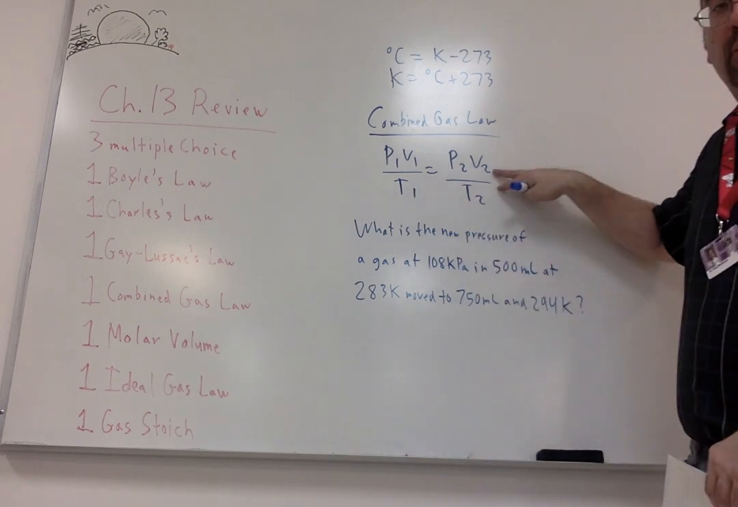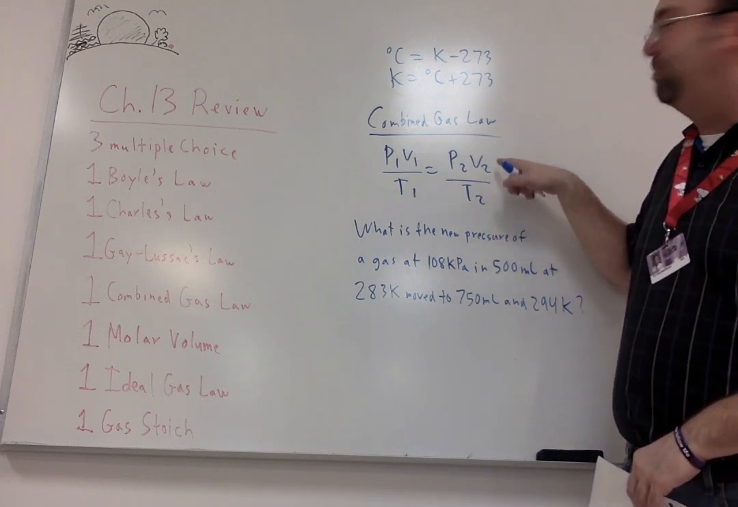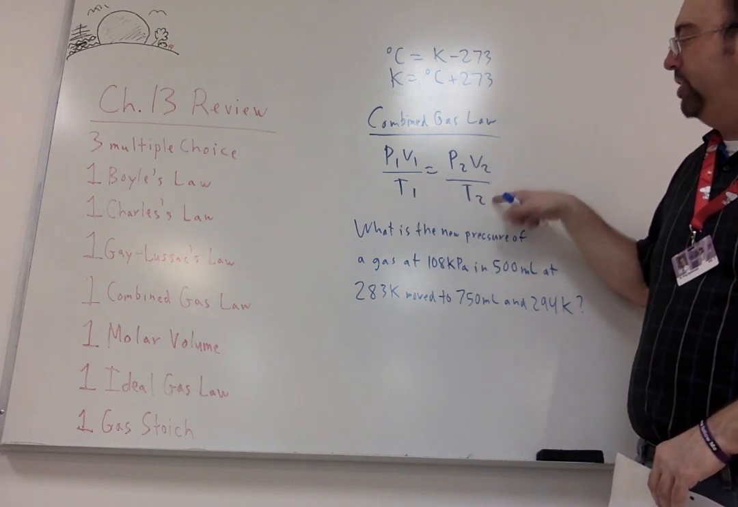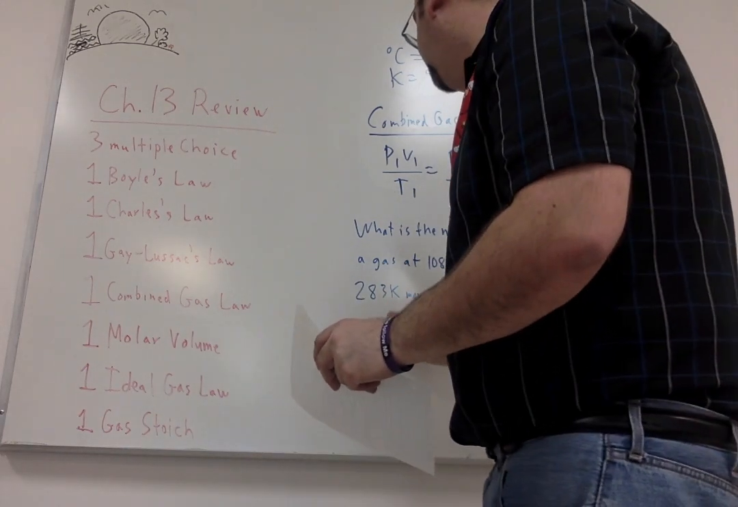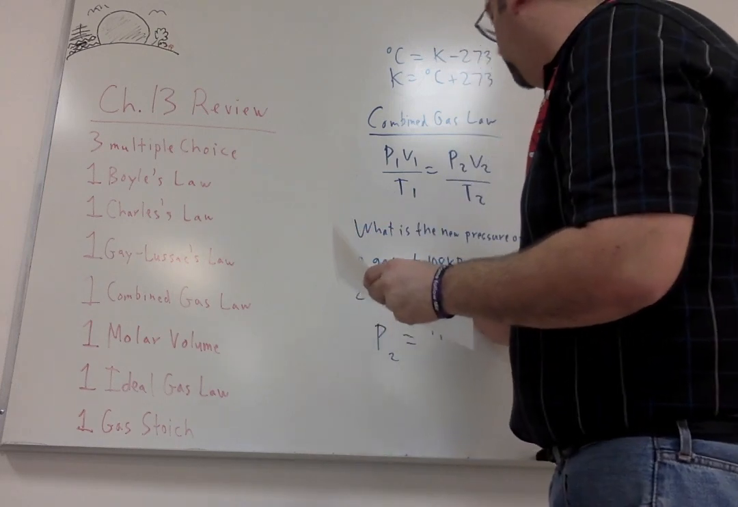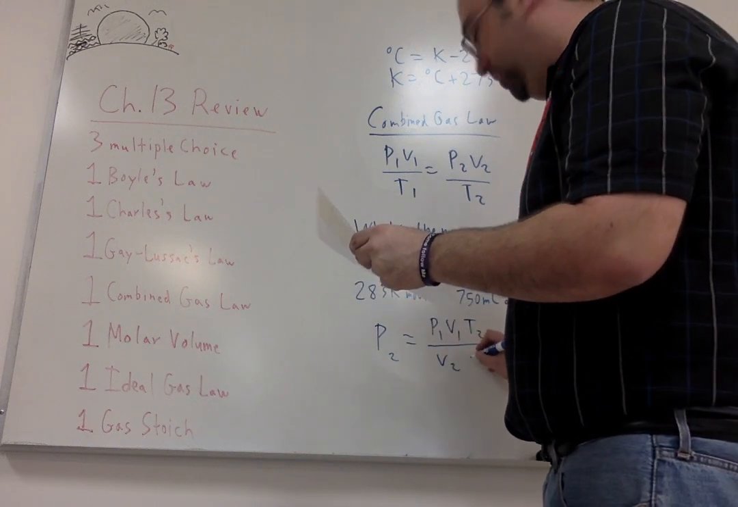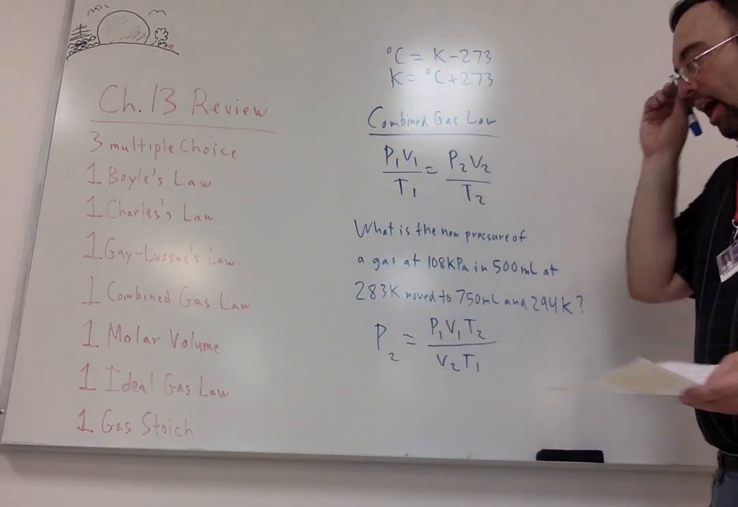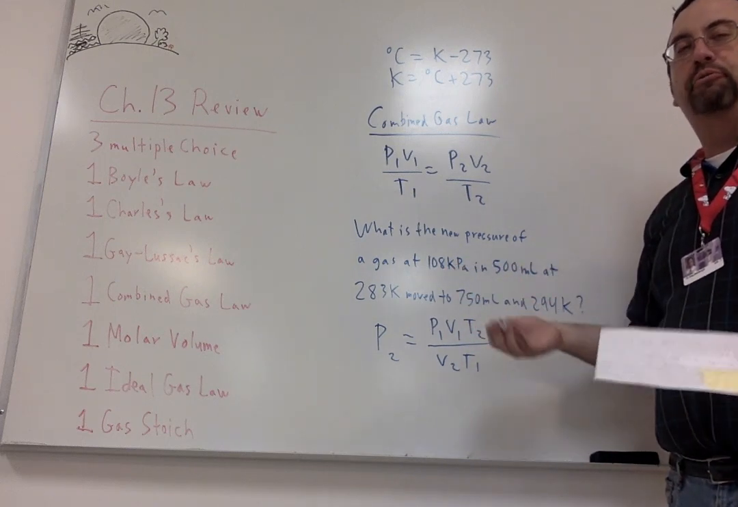So I'm going to rearrange this. I'm going to multiply both sides by T2 and divide both sides by V2, so I can just solve for P2. So P2 is going to be equal to P1 times V1 times T2 over V2 times T1. I went ahead and recorded that as such. Now all I need to do is plug in my numbers and then solve for P2.